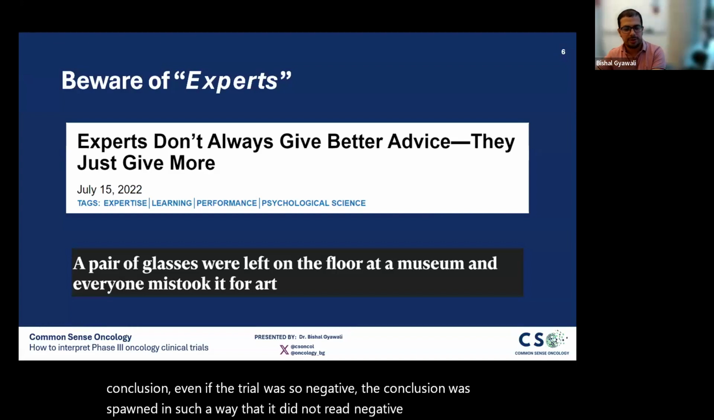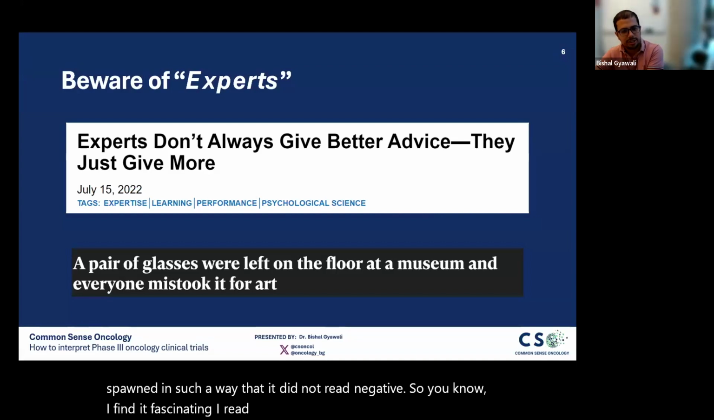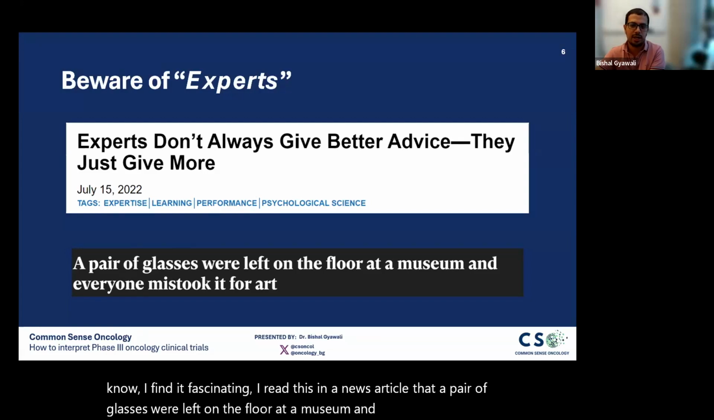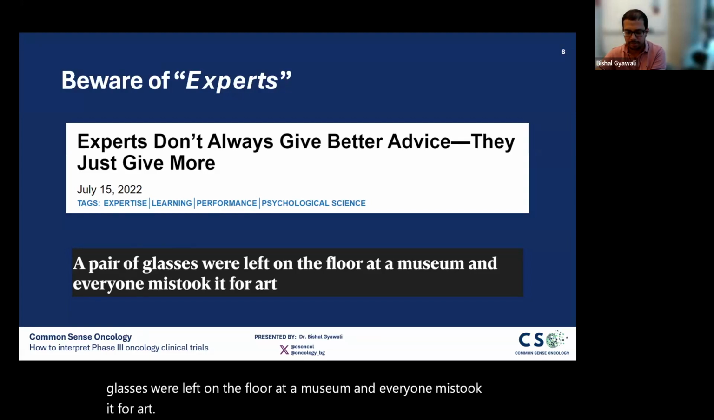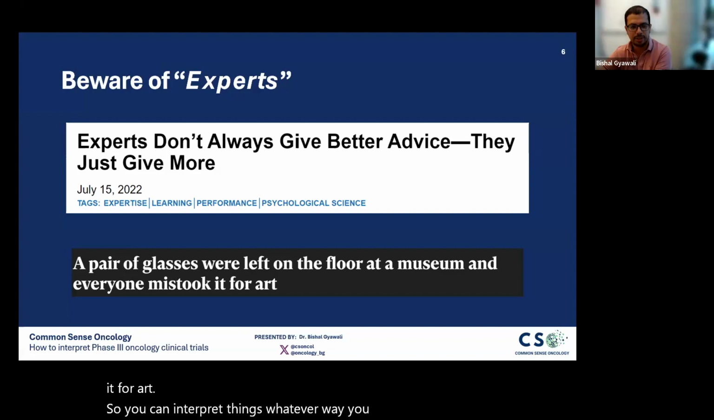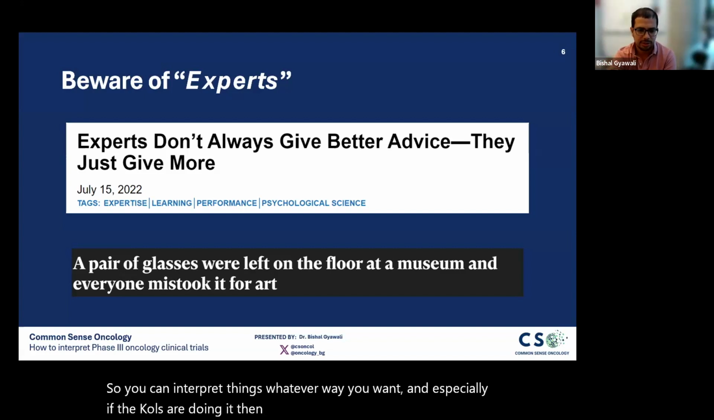So, I find it fascinating. I read this in a news article that a pair of glasses were left on the floor at a museum and everyone mistook it for art. So you can interpret things whatever way you want. And especially if the KOLs are doing it, then you'll try to trust it more than needed.